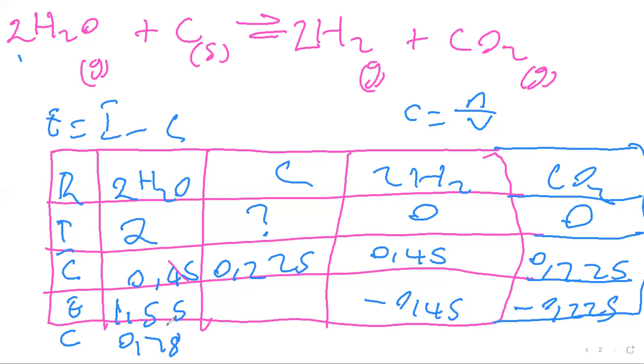Okay. Now, if you divide this value by 2, you get 0.225, because it's this divided by 2 again, and divided by 2 again, you get 0.1125. So that is your concentration of each.